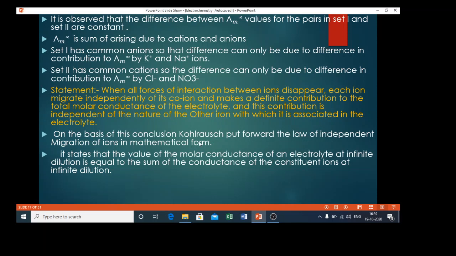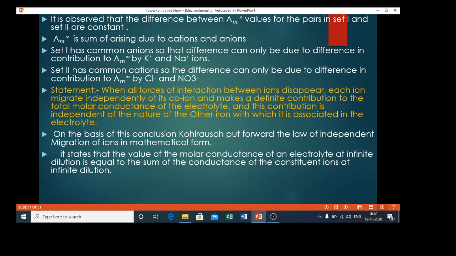For example, when the dilution, meaning the volume, increases, you can take the example of sodium chloride or potassium chloride. When this electrolyte is added to water, the ions are formed. Taking potassium chloride, K and Cl: for the cation K plus, its co-ion is the chloride ion, and for Cl minus, its co-ion is K plus.